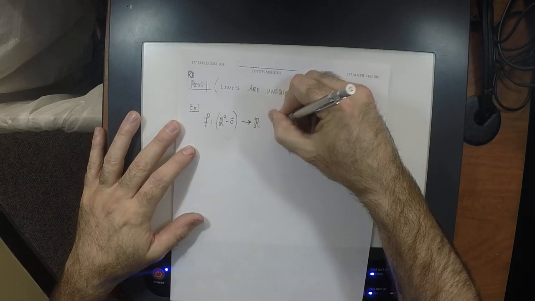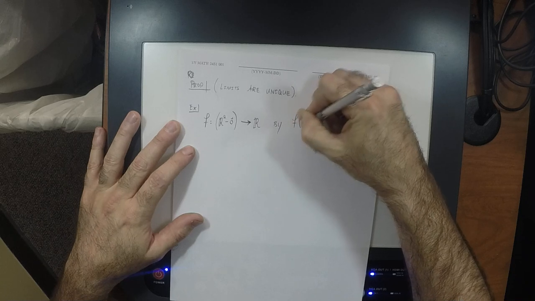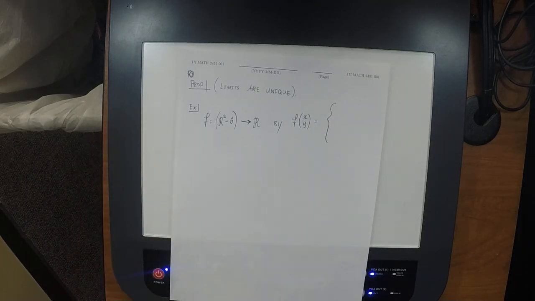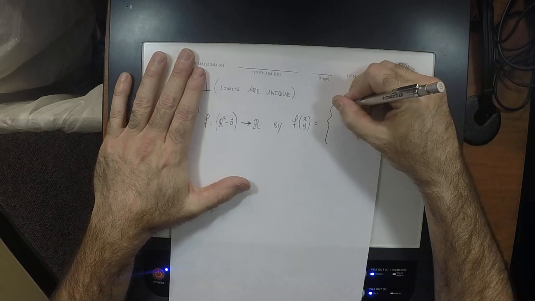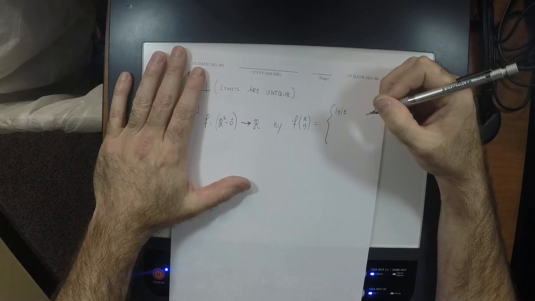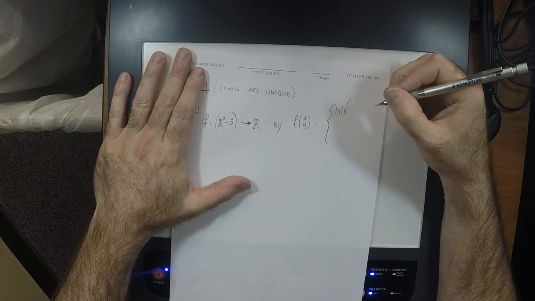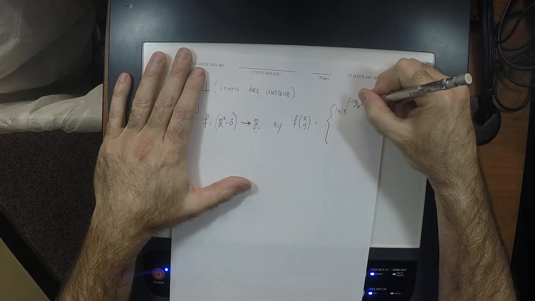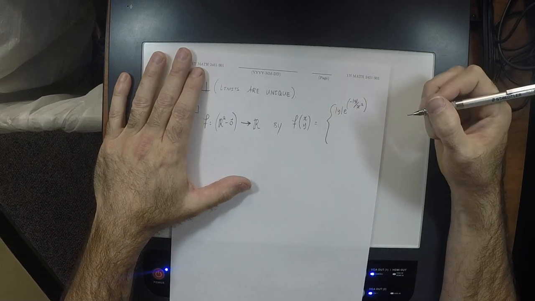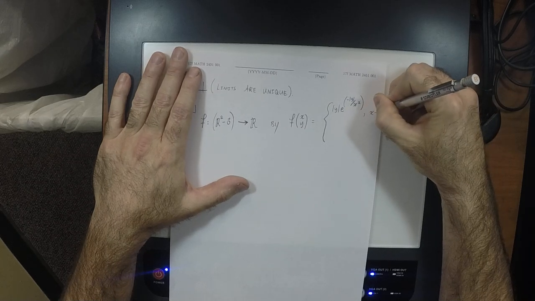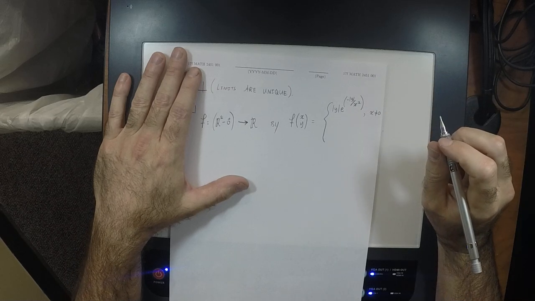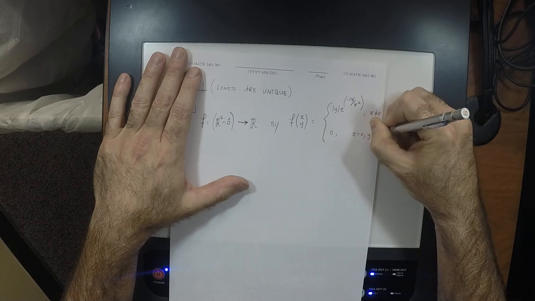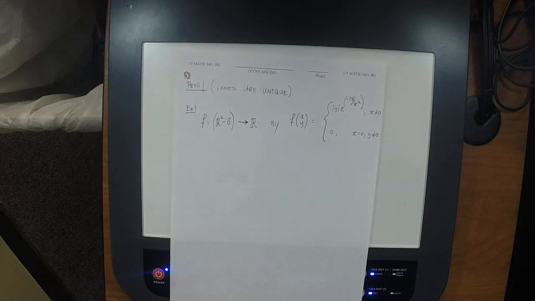We'll consider this by the following formula, that f of x and y is defined in cases in the following way, that it is the expression absolute value of y times the exponential of negative absolute value of y over x squared. So it's this when x is not zero, and otherwise it is zero when x is zero and y isn't. Okay.